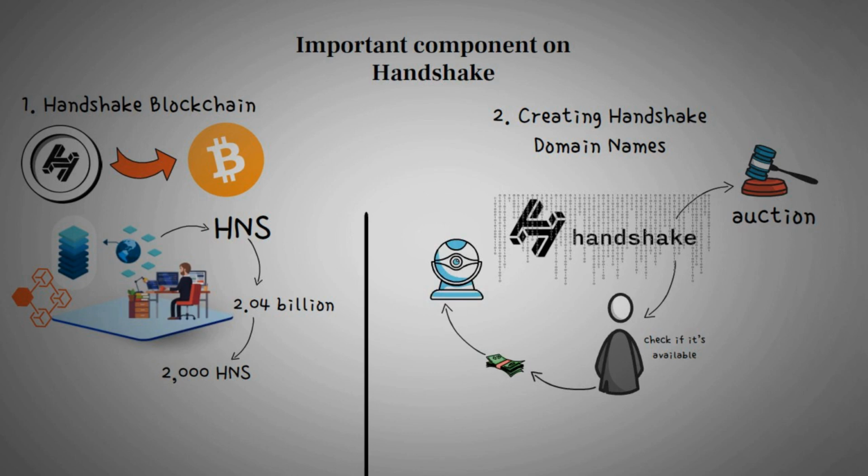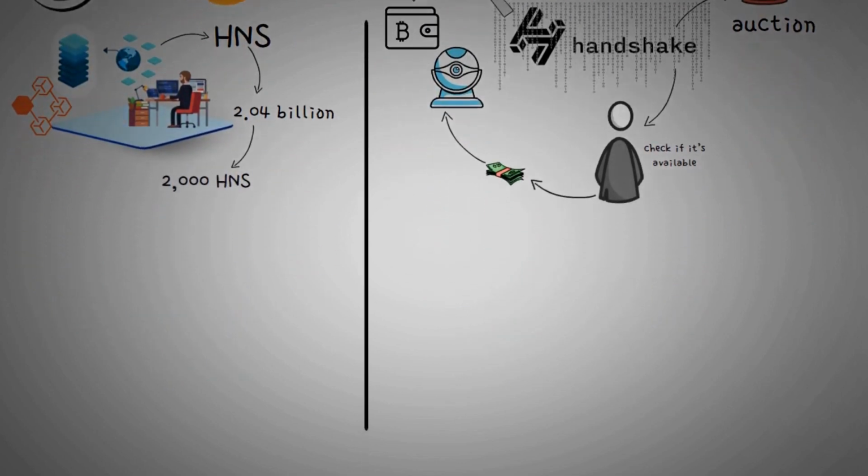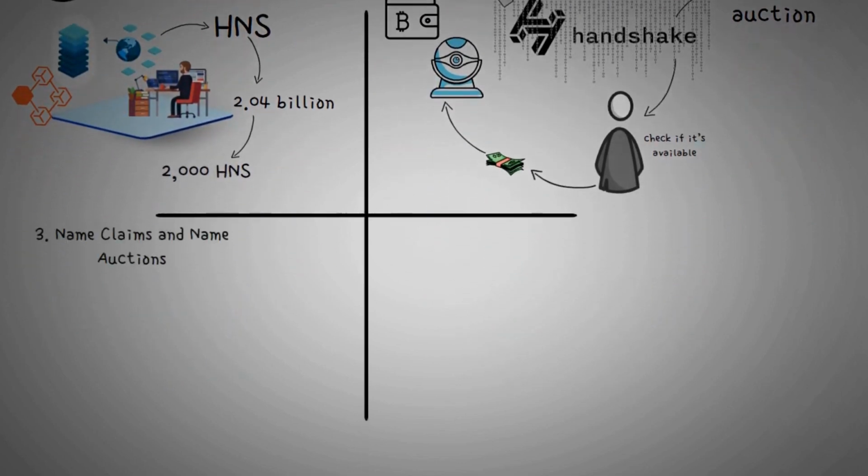It's important to note that Handshake names can also be used in several ways. For example, they can be used to point to a website, but they can also be used as an address for a cryptocurrency wallet. Thirdly is the name claims and name auctions.